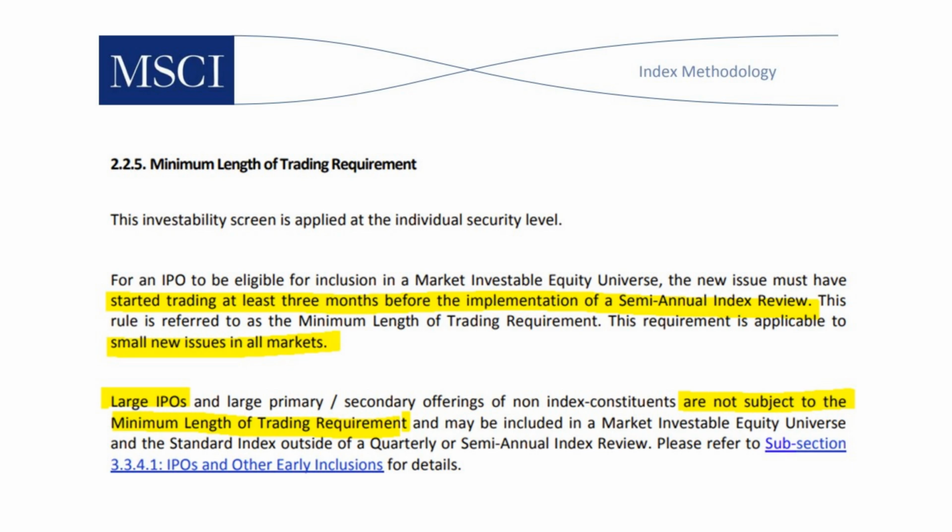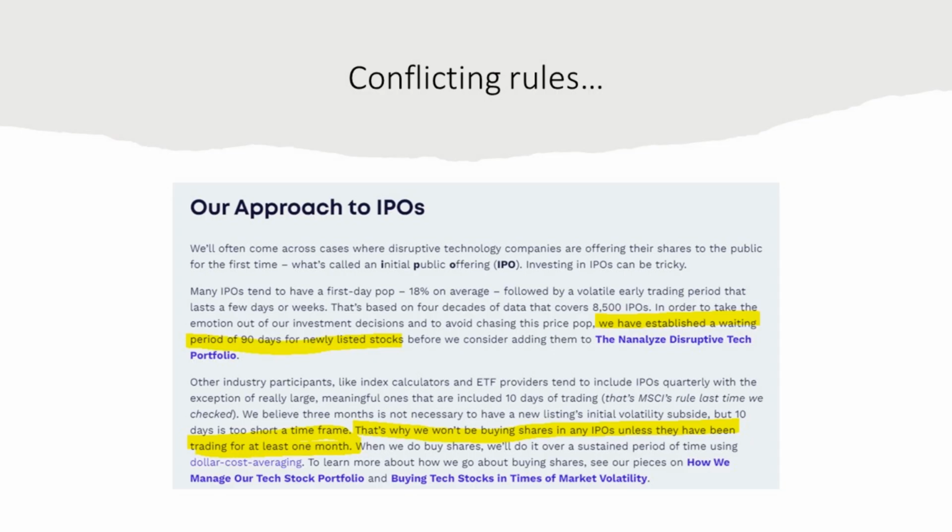So when I look at our own rules, we have a tech investing methodology. It's on our website under the About Us section. It says here, we've established a waiting period of 90 days for newly listed stocks. So I remember adding that. And then below that, it says, 10 days is too short a time frame. That's why we won't be buying shares in any IPOs unless they've been trading for at least a month. So we've contradicted ourselves there. The right amount of time is probably between 10 days and 90 days.